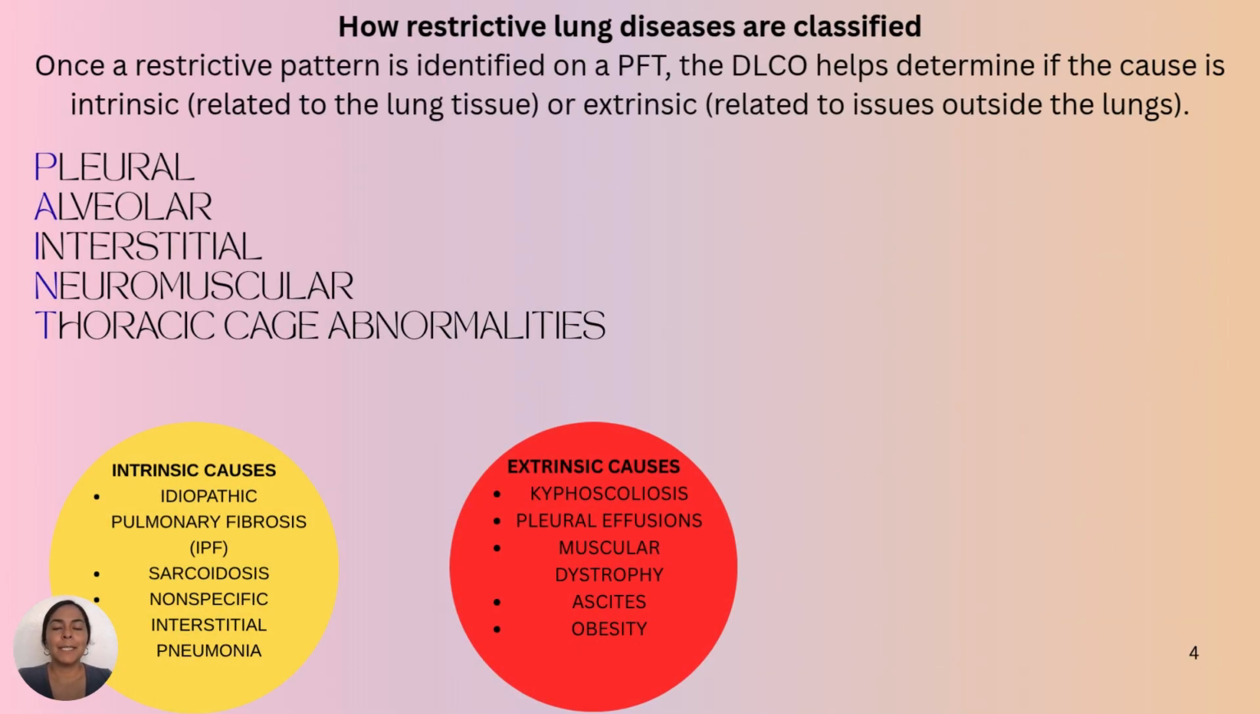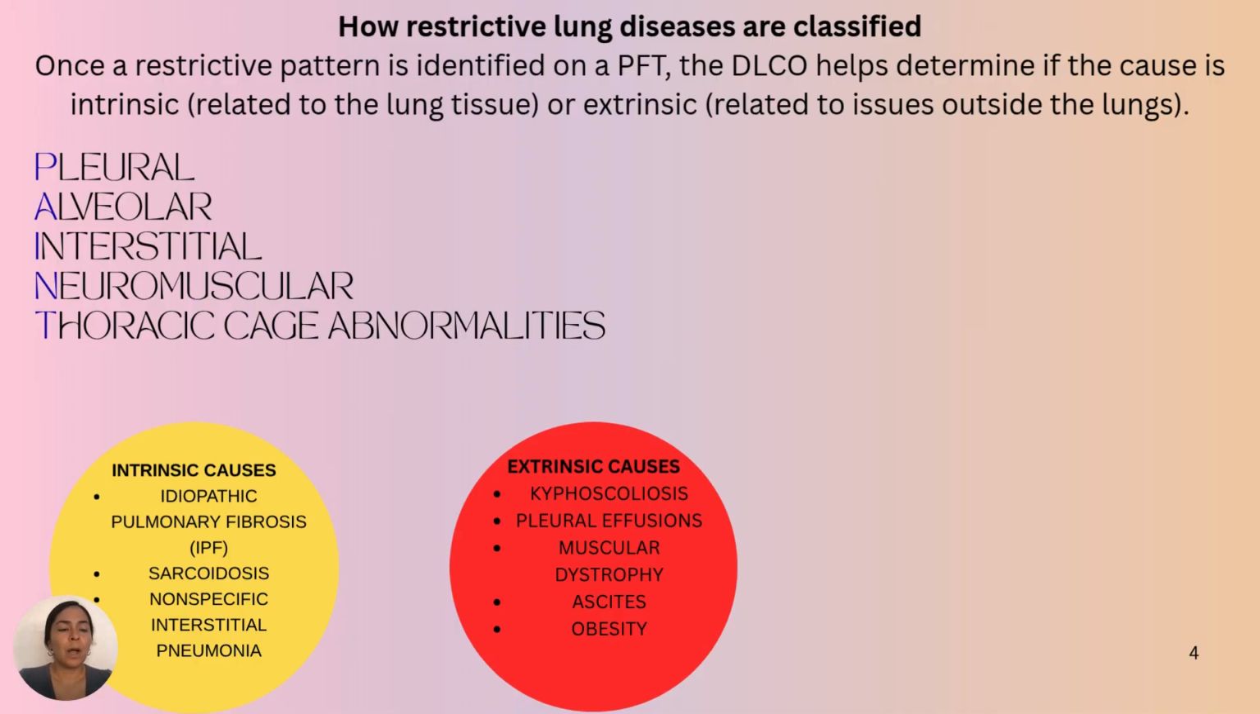How restrictive lung diseases are classified. Once a restrictive pattern is identified on a PFT, the DLCO helps determine if the cause is intrinsic, related to the lung tissue, or extrinsic, related to issues outside the lungs. This mnemonic, PAINT, can help you remember: pleural, alveolar, interstitial, neuromuscular, thoracic cage abnormalities. These are some of the causes of restrictive lung disease.